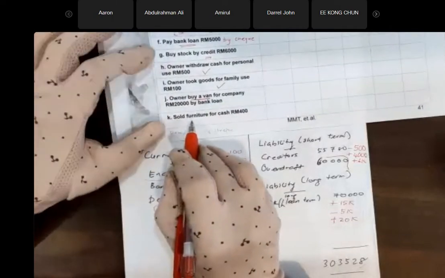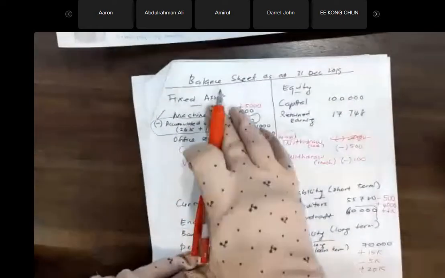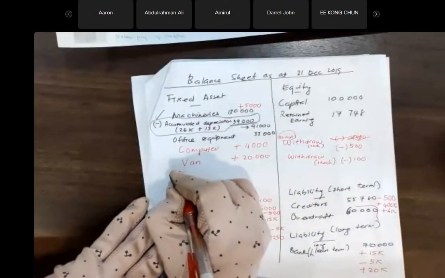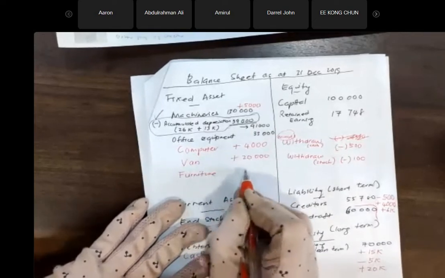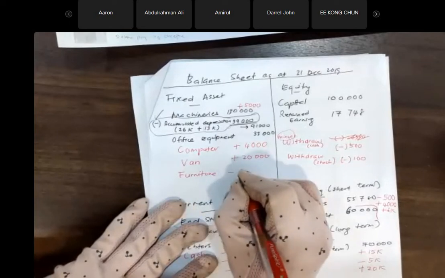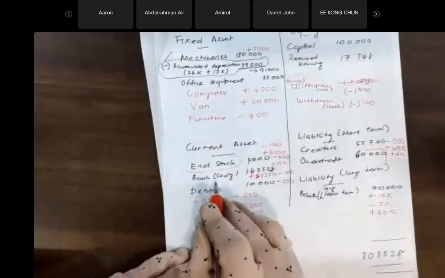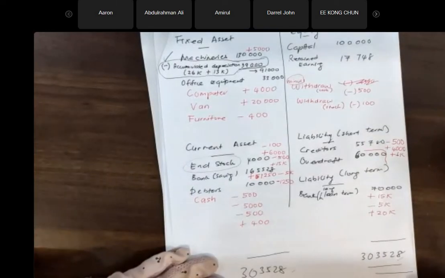Sold furniture. They sell furniture for cash. Dia jual furniture. Alah, sini tak ada pula furniture. Okay, let's say we have the furniture here. There should be ada value lah sini. So you sold furniture, so the furniture reduced for RM100. So get the cash. So here the cash plus. This one furniture negative, so ini plus 100.